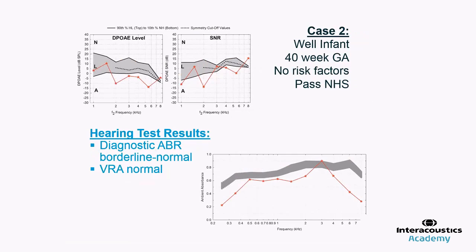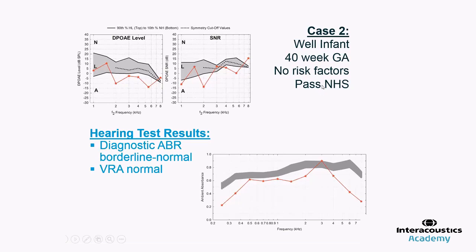In comparison, this is a baby who was in the well baby nursery with no risk factors who passed newborn hearing screening. And in this case, when they came back for follow-up, we had a lower than normal DPOAE for both level and for SNR at some frequencies. And that was unexpected. So we went ahead and did a diagnostic ABR, which showed borderline normal results. And we can see that the absorbance was low.